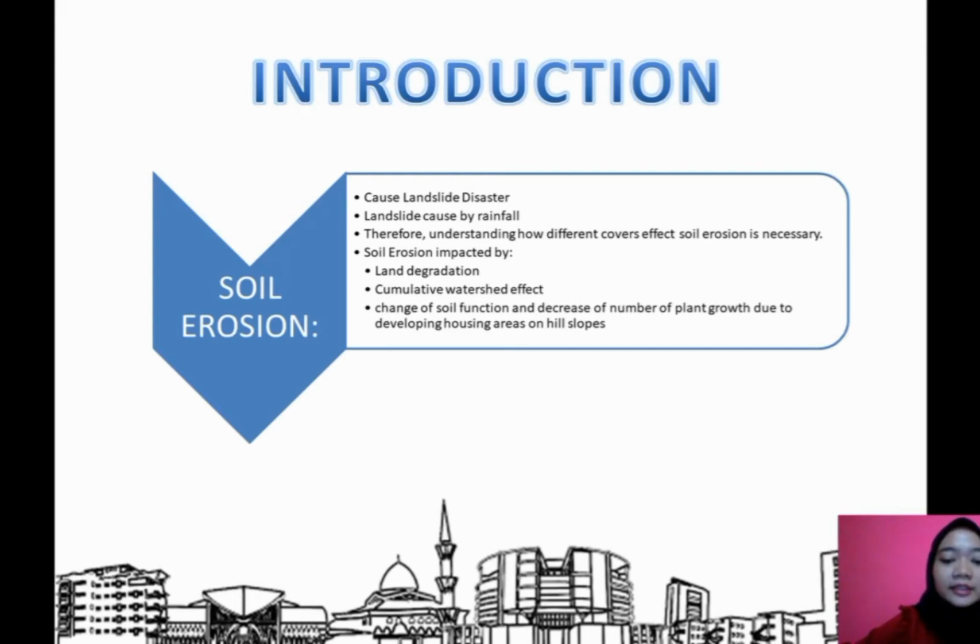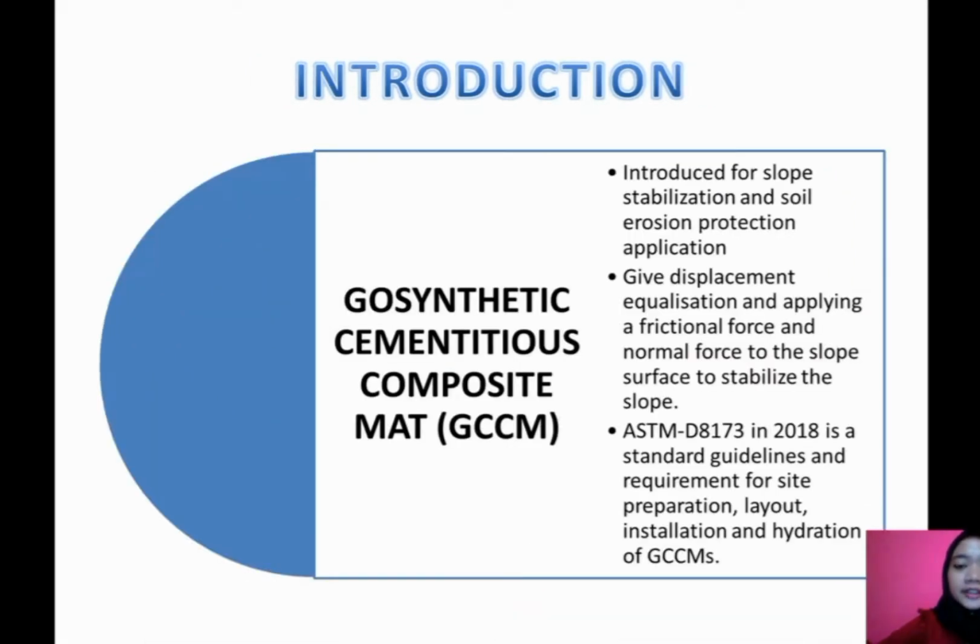Many techniques have been introduced to solve soil erosion problems, such as bioengineering using vegetation, shotcrete application, and also geosynthetic. However, using synthetic manufactured material as land cover is a more reliable alternative because of the limitations that the previous techniques have. Geosynthetic cementitious composite mat (GCCM) is one of the geosynthetic products that has been introduced.